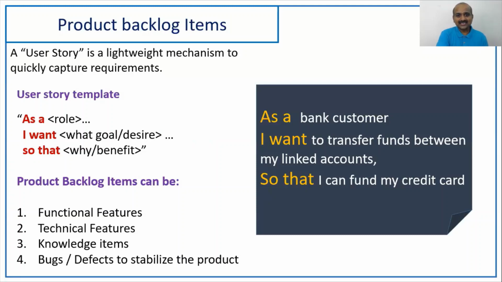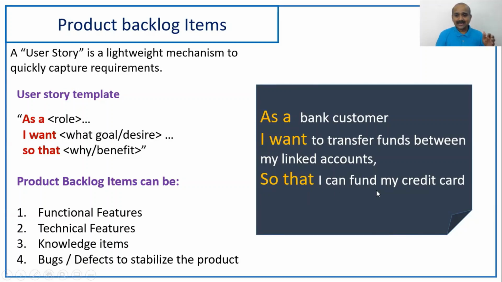Okay, the first one is what to groom. So basically, friends, functional features, technical features, knowledge items, bugs, defects to stabilize the product, everything that matters to the product will be there in the product backlog. And the user story is defined in a template: as a user or as a role, I want this functionality so that I can achieve this. So the typical example here is, as a bank customer, I want to transfer funds between my linked accounts so that I can fund my credit card.